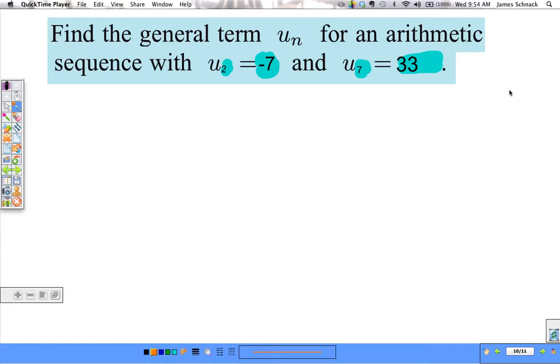New problem, find the general term for an arithmetic sequence that has a second term equal to negative 7 and a seventh term equal to 33. Now we know that it's arithmetic. Right there, that tells us that probably we're going to be using this rule that we came up with. So let's plug our pieces in. The information tells me that the value is -7 when n is 2. Now that can simplify a little bit. -7 equals a(1) plus d.